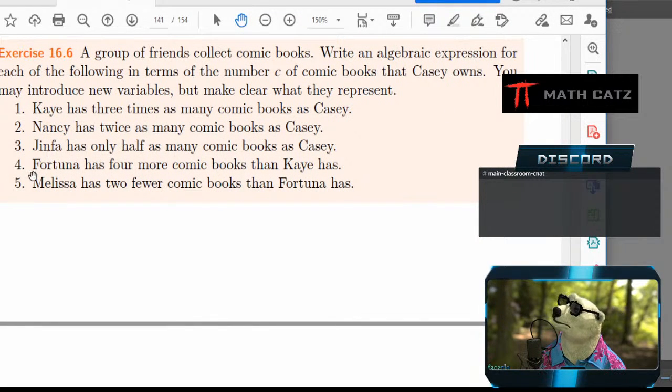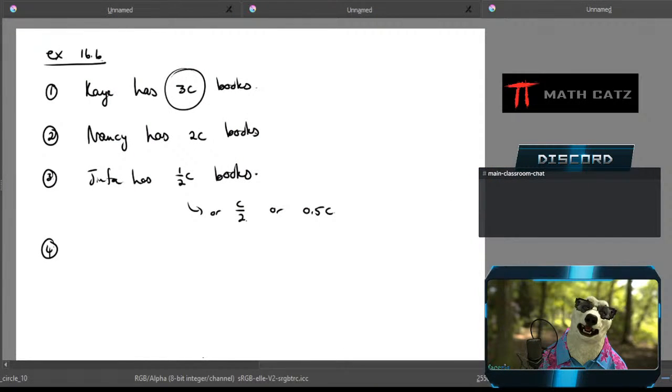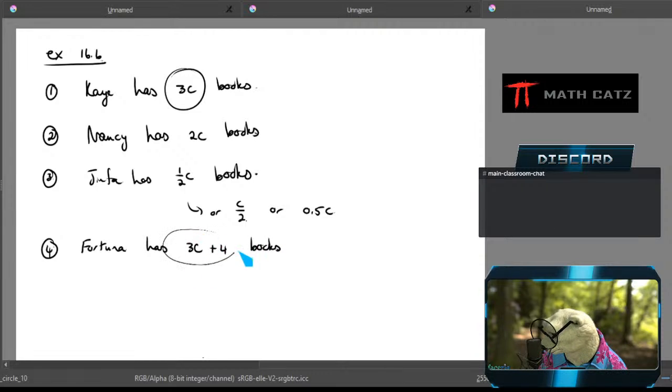Number 4, Fortuna has 4 more comic books than K has. 4 more comic books than K. So let me just start here with her name. 4 more than K. K has 3C, so I have to add 4 to that. And there is my algebraic expression.